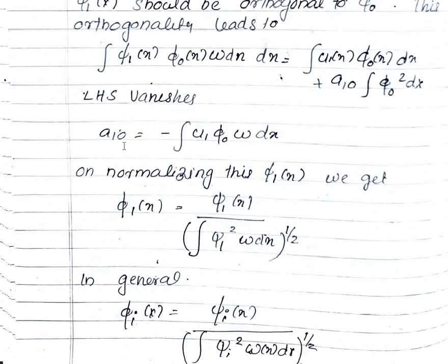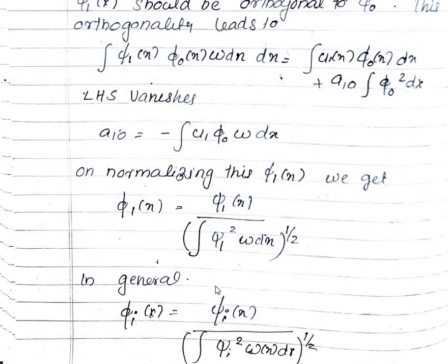So we get a 1 0. And using a 1 0, when we apply this in the equation of psi, you will get psi 1. Now we get psi 1. From psi 1 we can find out phi 1. So phi 1 is nothing but psi 1 of x divided by integral psi 1 square w of x dx whole raised to 1 by 2. This is the normalization condition.